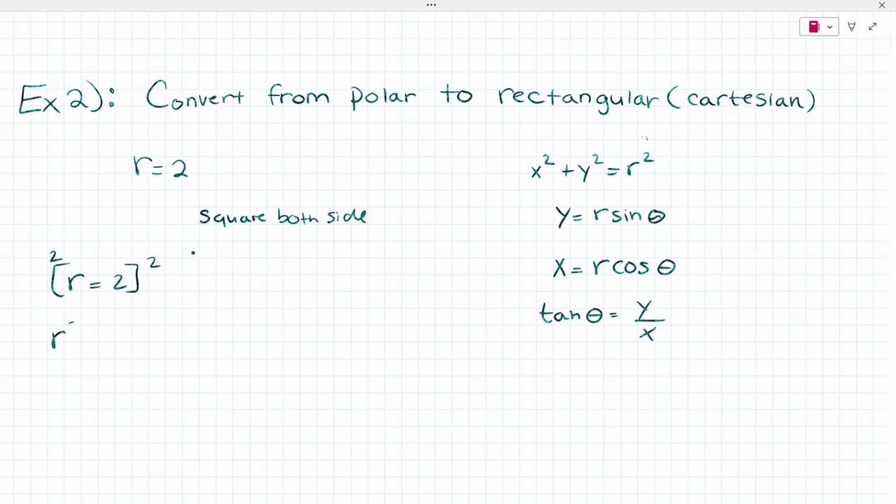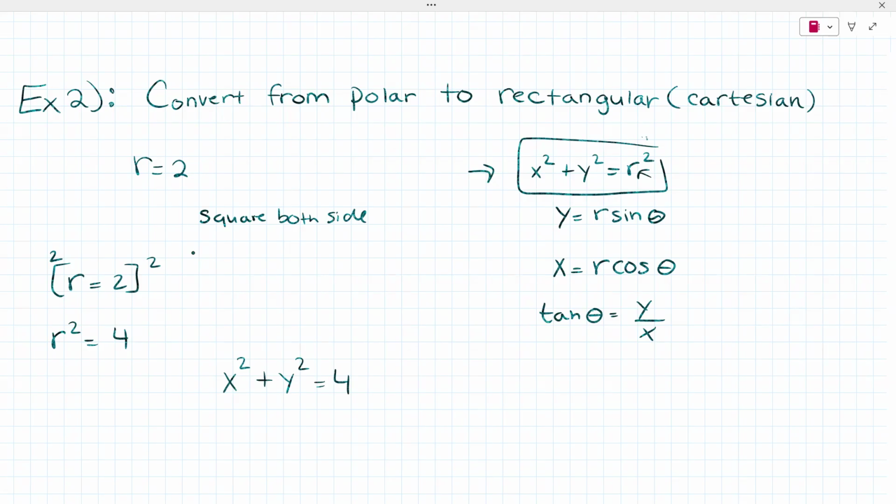So this is going to be r squared equals 4. And if that is related to this, we can replace r squared with 4, and then on the left, it would be expressed as x squared plus y squared. So on the left it's going to be x squared plus y squared, and on the right is 4. So we use this formula, and we squared both sides. That's why I use this.